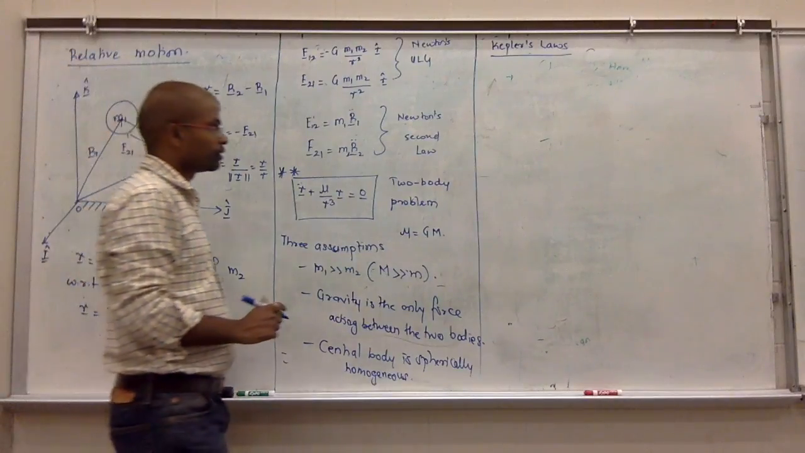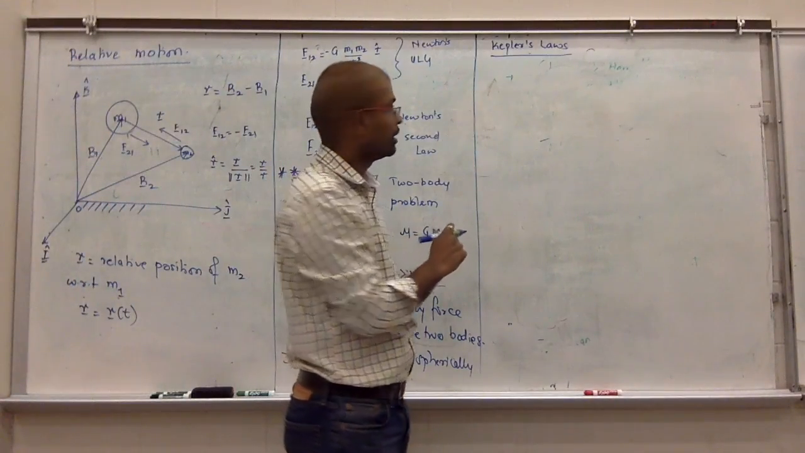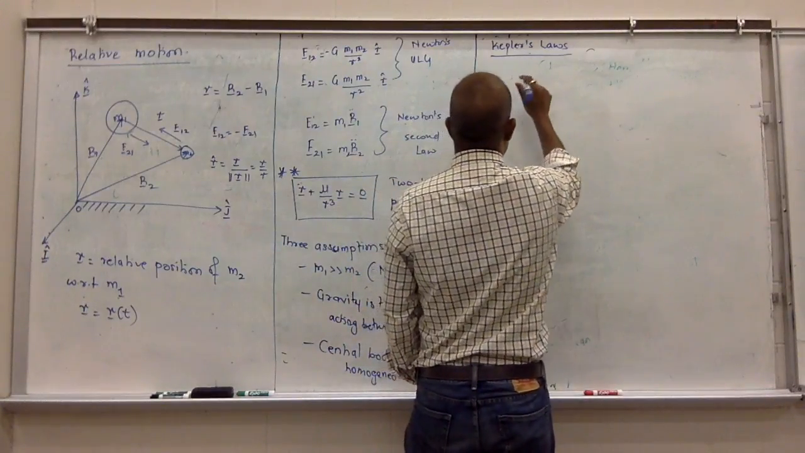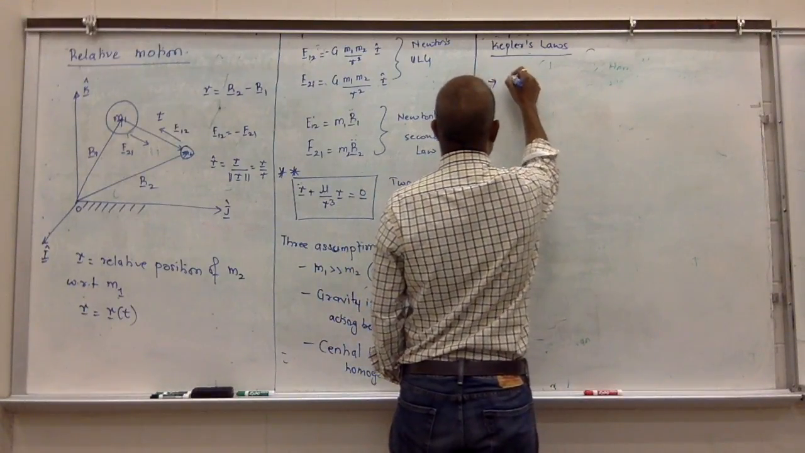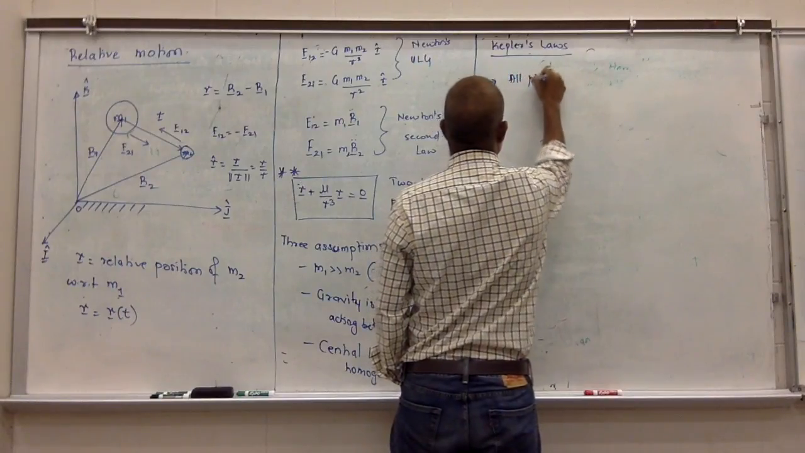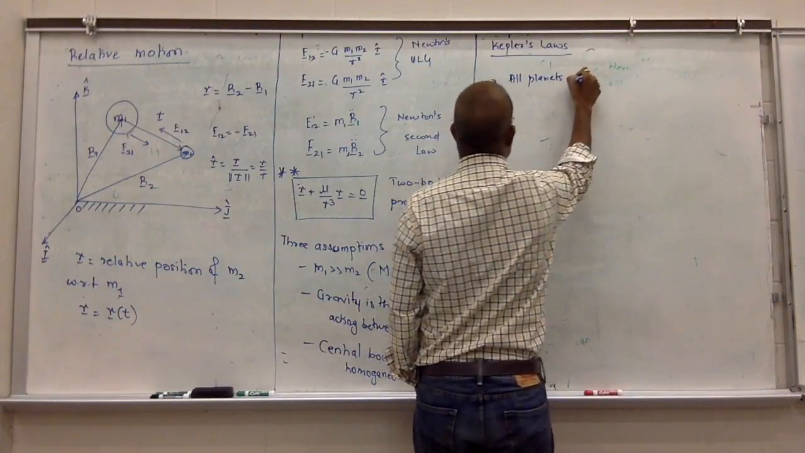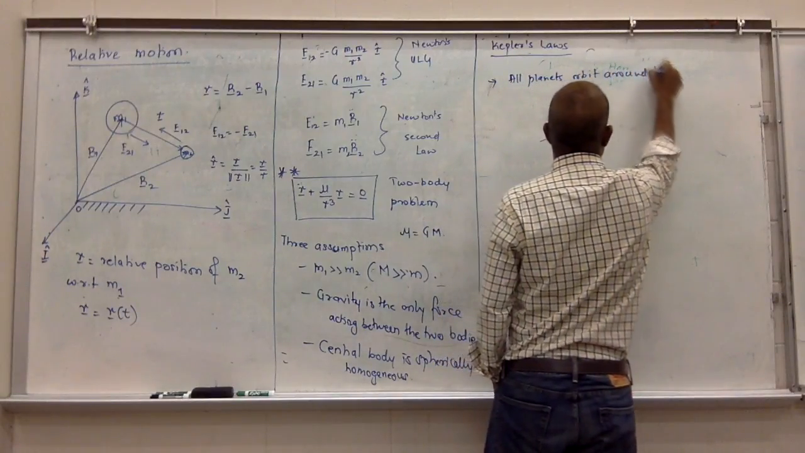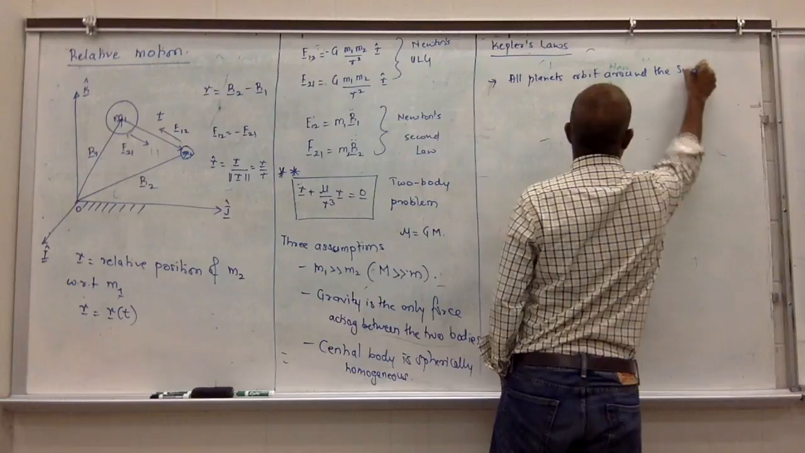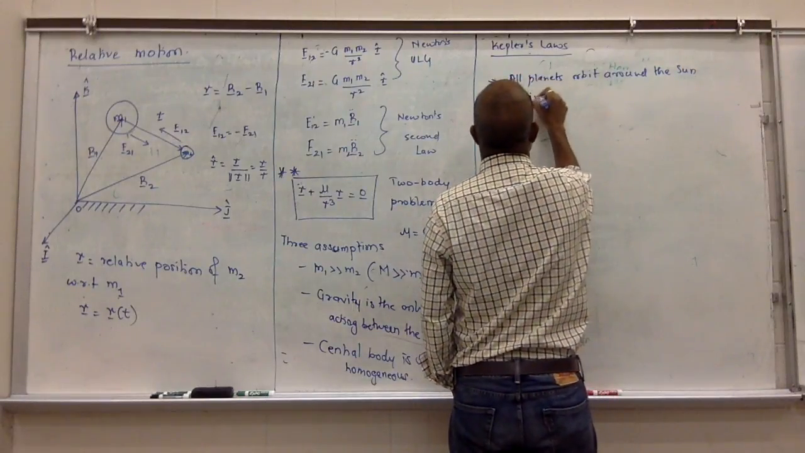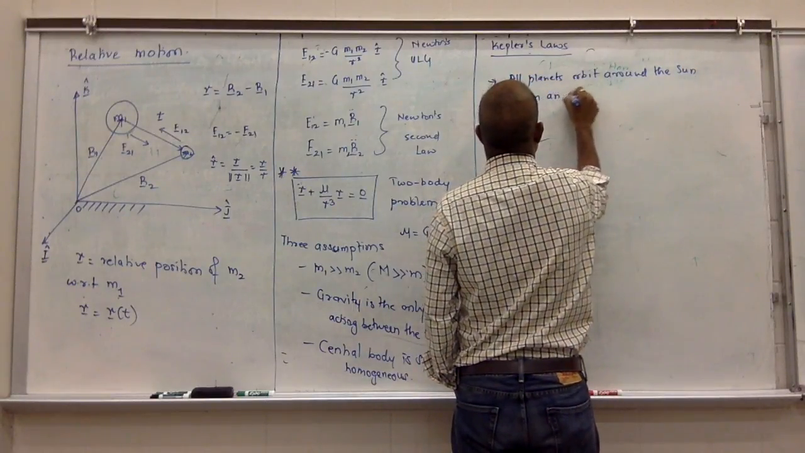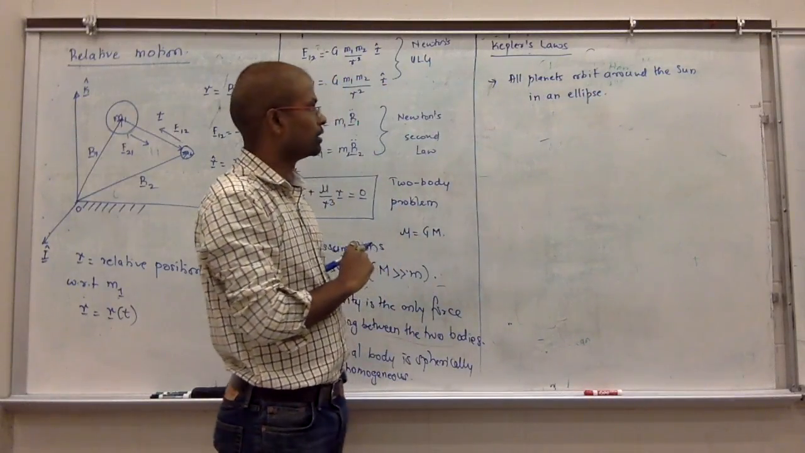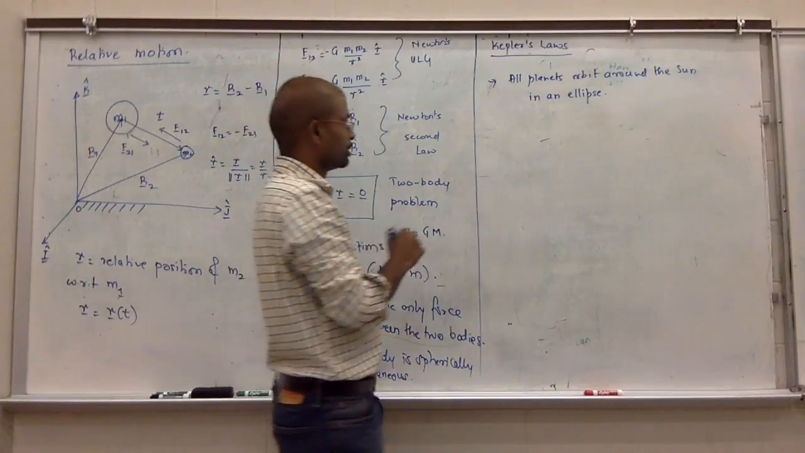So when we look at Kepler's laws, Kepler's first law states that all planets orbit around the Sun in an ellipse. Second law.